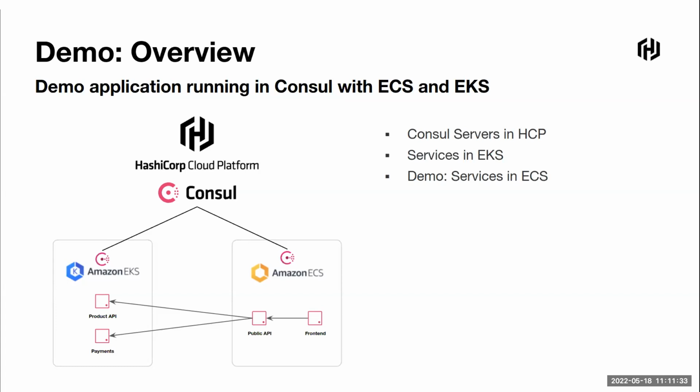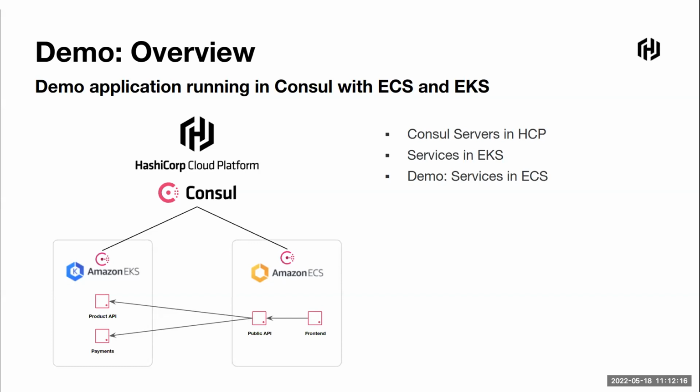So as Jairo said, HCP provides Consul clusters as a service, and those are fully managed by HashiCorp. So in our demo scenario, we have an engineering team, and they're going to be developing and deploying two HashiCorp services within an ECS cluster. So Paul's going to deploy the public API and the front-end services into ECS. And rather than having the HashiCups application fully run on both EKS and ECS, we're going to use the service mesh capabilities provided by Consul to allow the services that are running in ECS to access the existing services running in EKS.